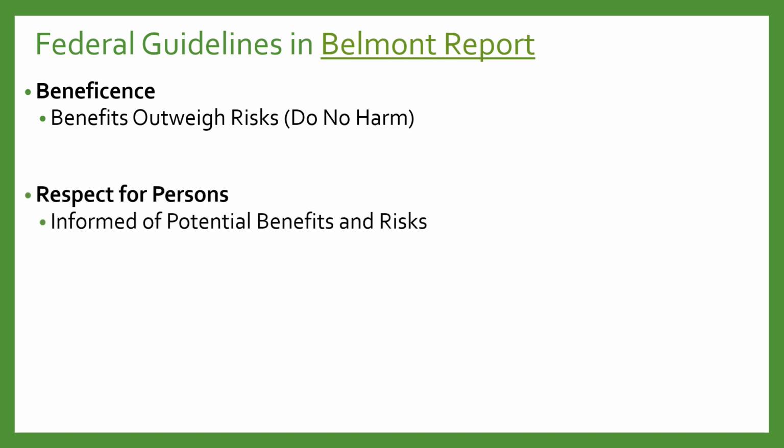Respect for persons is the second guideline in the Belmont Report, and it's all about informed consent. So informing research participants of the potential benefits and risks of participation. So informed consent needs to involve information, comprehension, and voluntariness. So you need to make sure the information that you provide is accurate, that it's able to be comprehended, and if not, they have an opportunity to ask questions, and also that participation is voluntary.